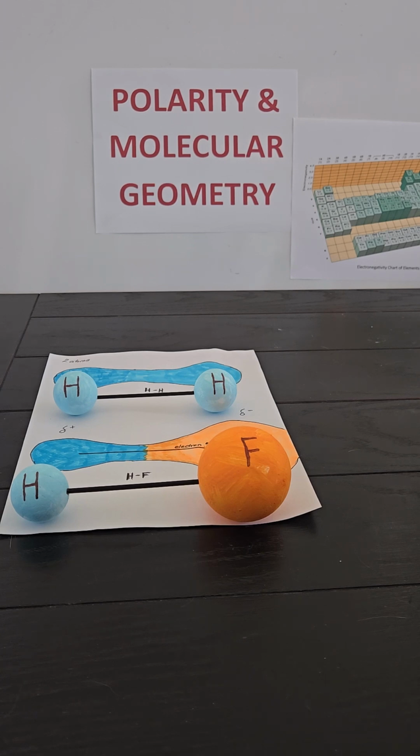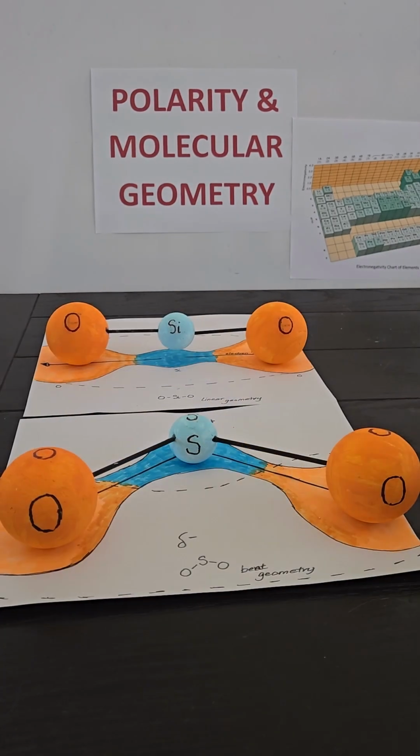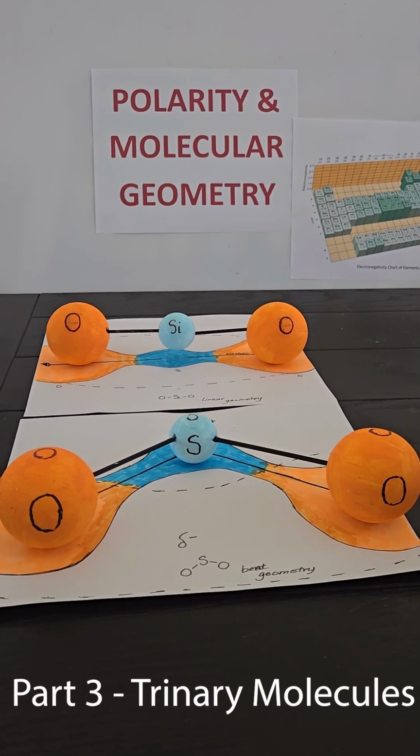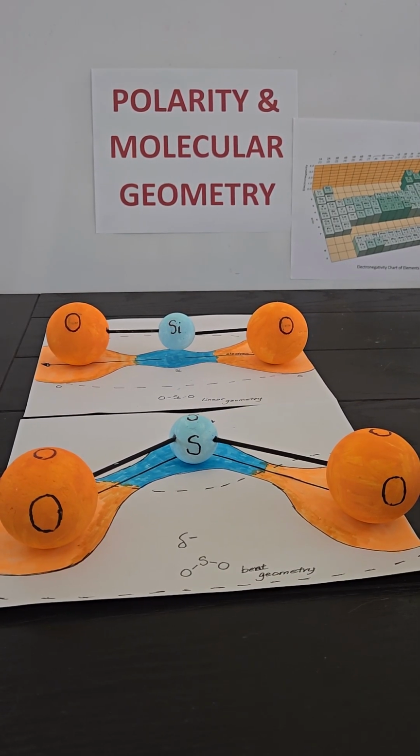So far, so good. But these are simple examples. What happens when the geometry is not that simple? When you have, say, 3 or more atoms? Well, next let's look at molecules with 3 atoms. Now let's look at our 3-atom molecules. Again, we will look at 2 examples, sulfur dioxide, SO2, and silicon dioxide, SiO2.